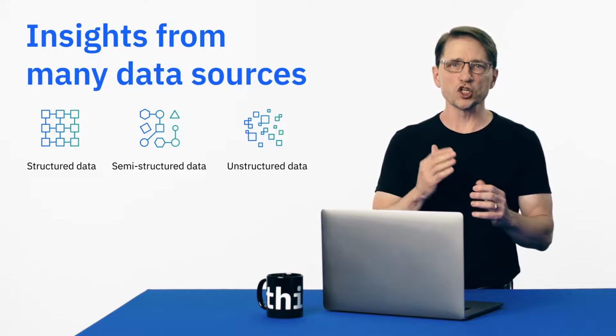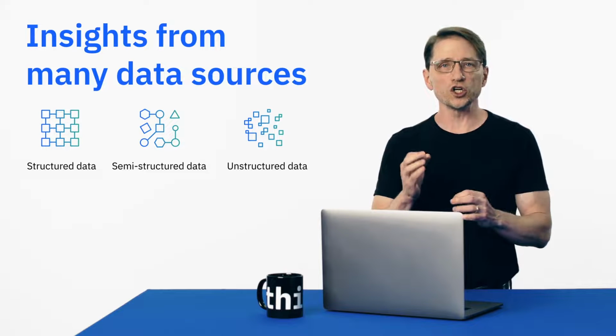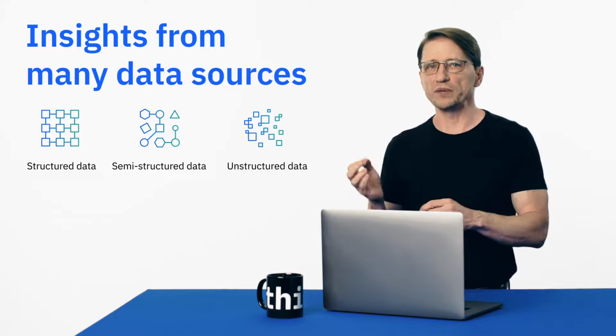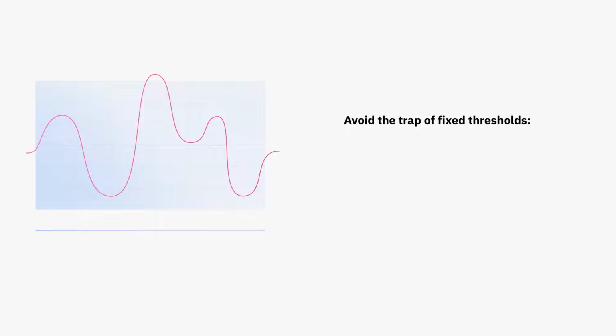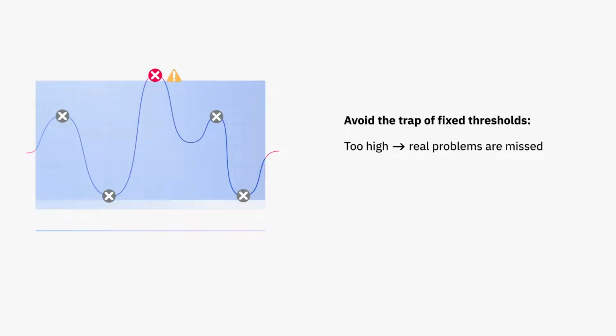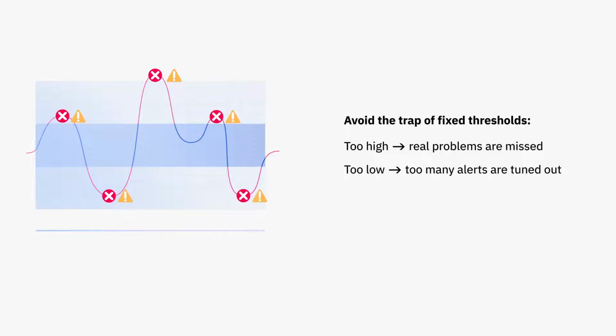Based on this data, it learns what normal looks like, so it can alert you when metrics are outside of expected bounds. But the metric manager in Cloud Pak for Watson AIOps doesn't rely on fixed threshold tracking. This avoids the trap where a high fixed threshold generates too few alerts and real problems are ignored until they become serious, or a low threshold generates too many alerts and your operators simply tune them out.